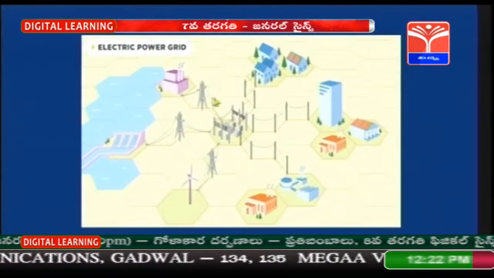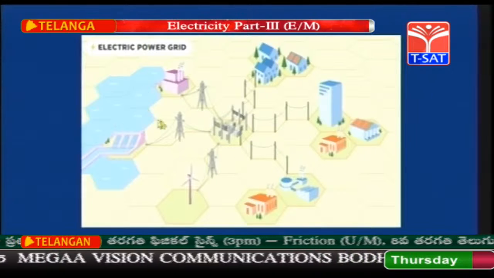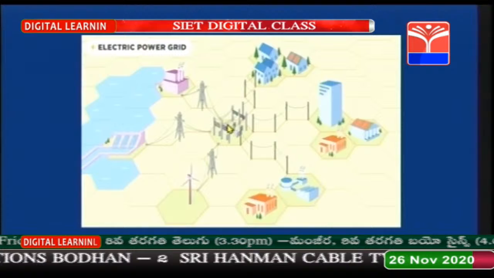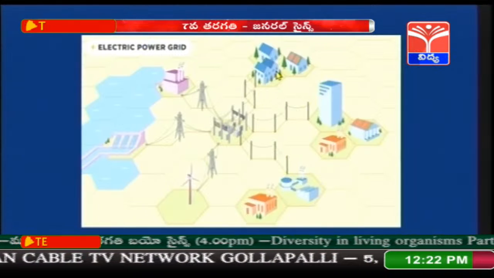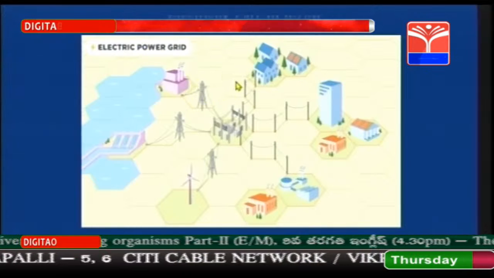Now this picture shows a hydroelectric power station. From there the electricity goes to the substation. From substations it goes to the industries, colonies and houses. Now the distribution of electricity to our homes will be like this.